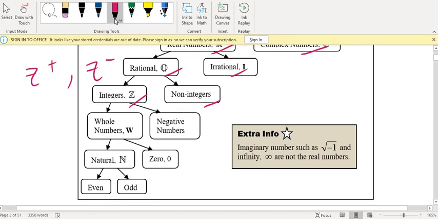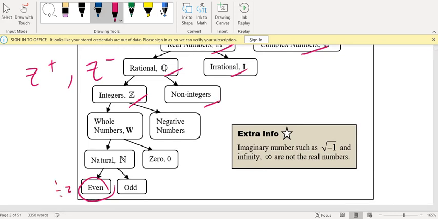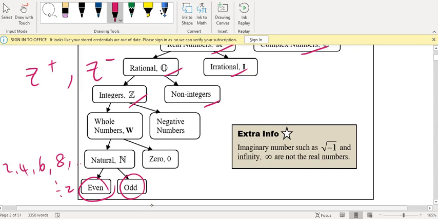What does natural mean? That is even and odd. What is even? Even is any number that can be divided by 2, that is 2, 4, 6, 8, and so on. Odd is 1, 3, 5, 7, 9, 11, and so on, which you cannot divide equally by 2. If not, then it is an odd value. Now for the imaginary part, let me share with you this part.